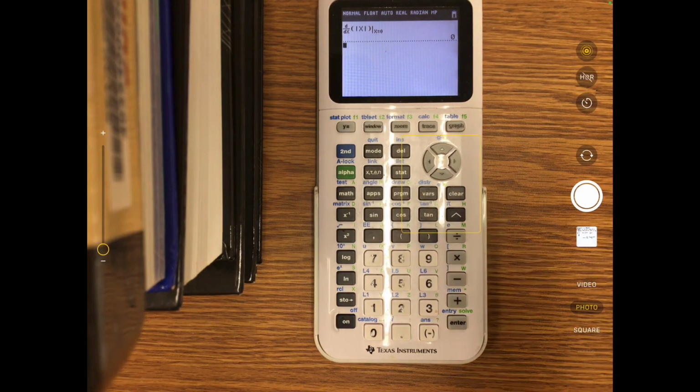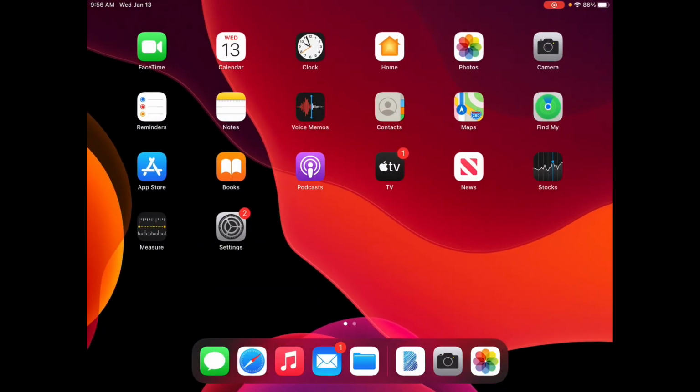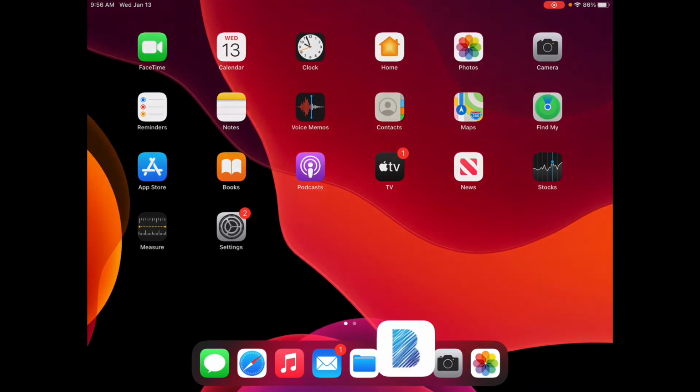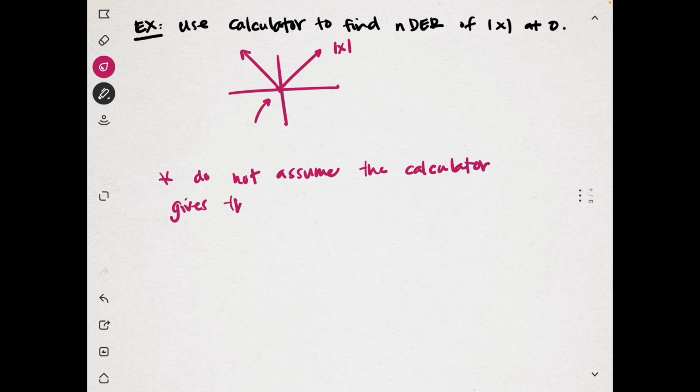So the thing to note about this is just because our calculator gives us an answer here doesn't mean that's correct. We need to be very careful about assuming our calculator is giving us the right derivative all the time. So do not assume the calculator gives the correct derivative.